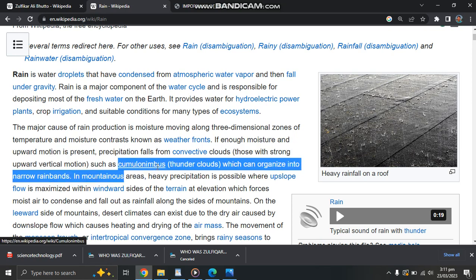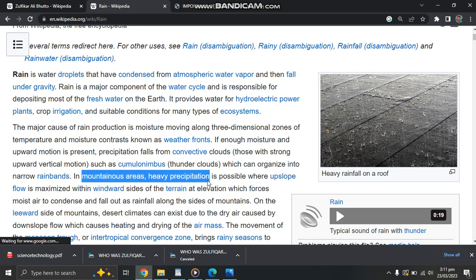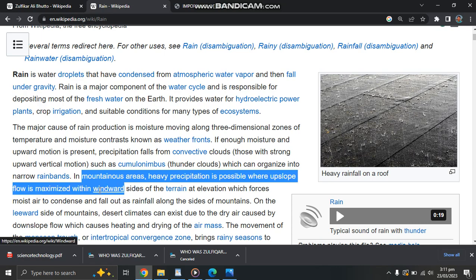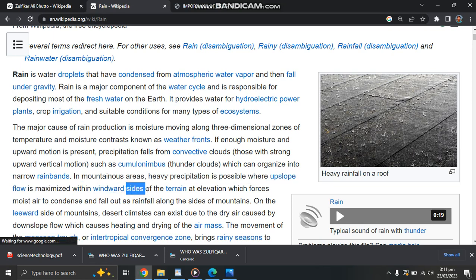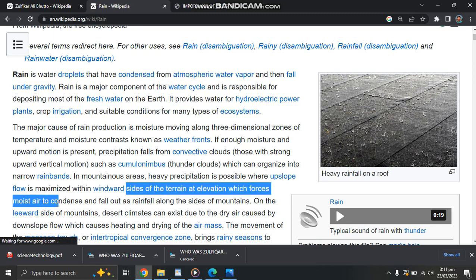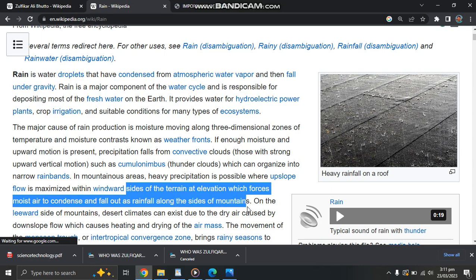In mountain areas, heavy precipitation is possible where the upslope flow is maximized on the windward sides of the terrain at elevation, which forces the moisture-laden air to condense and fall out as rainfall along the sides of the mountain.